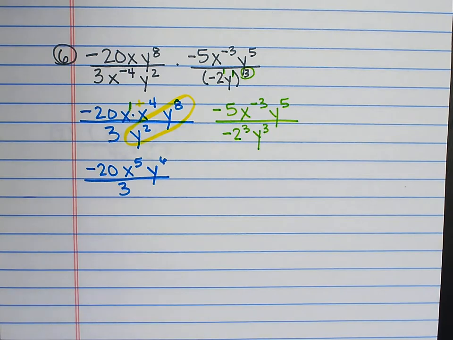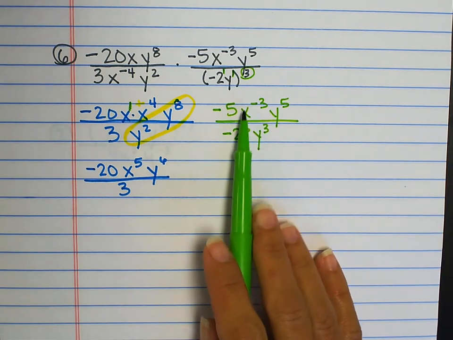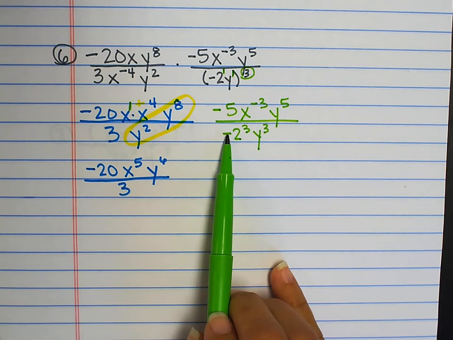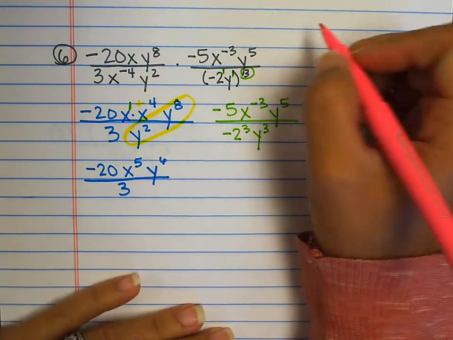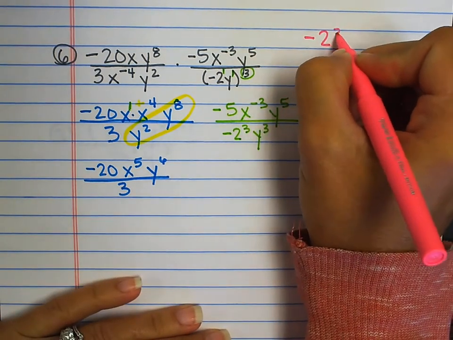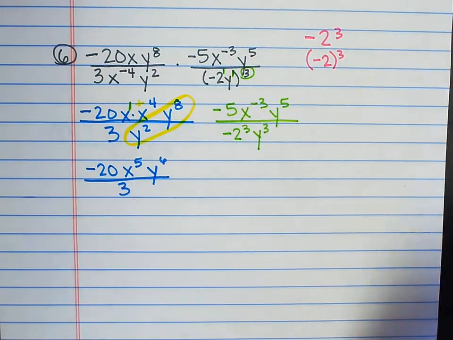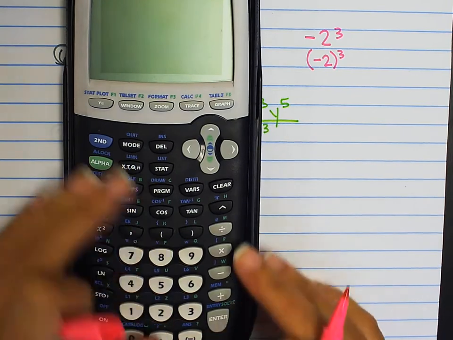Now I'm going to move negative exponents around. Now, I do want to point something out here. This is negative 2 to the 3rd, and this is a little side note, but this is very important. Let's look at it: negative 2 to the 3rd versus negative 2 in parentheses to the 3rd. Why are these different? Let's type them in our calculator and see.